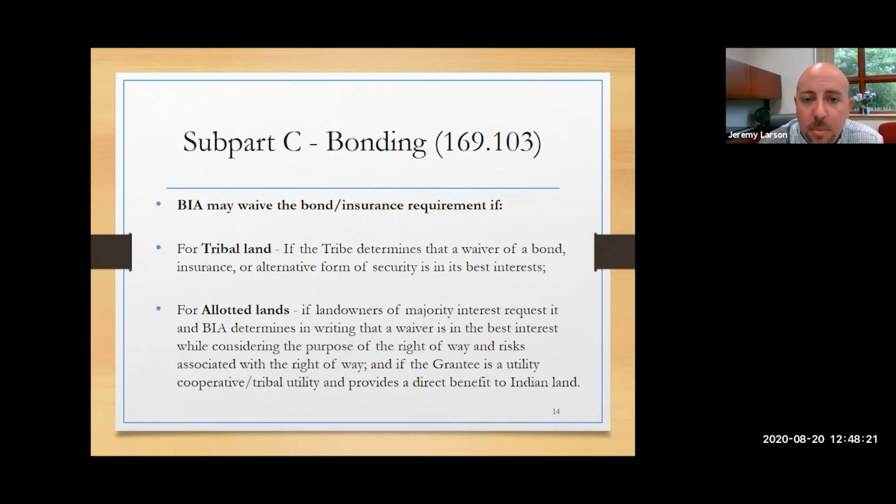BIA may waive the bond or insurance requirement if the tribe determines that a waiver of bond, insurance, or alternative form of security is in its best interest. For allotted lands, which would be the tracts with multiple owners, if the landowners of majority interest request it and BIA determines in writing that a waiver is in the best interest, considering the purpose of the right-of-way and risk associated with the right-of-way, the grantee is a utility cooperative or tribal utility and provides a direct benefit to the Indian land.